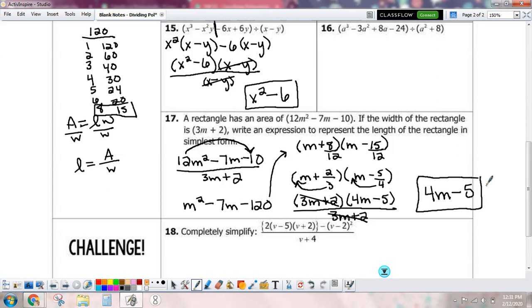Okay, so that one's a little complicated, but it's still the same process. It's just incorporating a lot of things that we've learned: the slip and slide method, literal equations, and the new thing of dividing polynomials by binomials. So you're going to go ahead and practice the rest on your own.